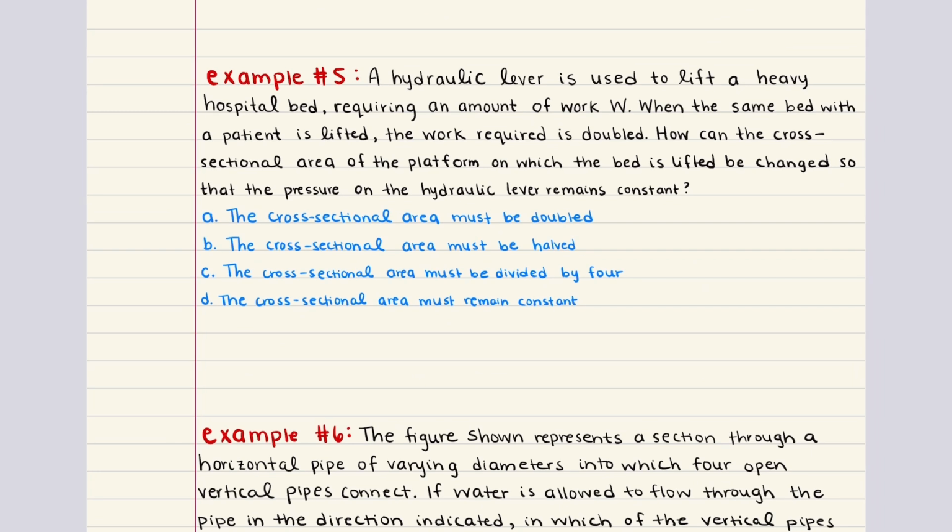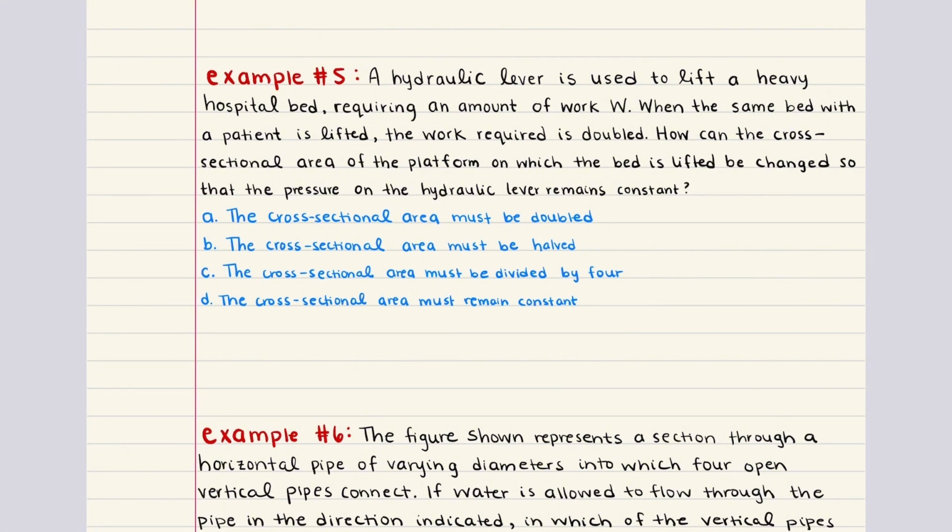Problem 5 says a hydraulic lever is used to lift a heavy hospital bed requiring an amount of work W. When the same bed with a patient is lifted, the work required is doubled. How can the cross-sectional area of the platform on which the bed is lifted be changed so that the pressure on the hydraulic lever remains constant? Now, this question tests our understanding of Pascal's principle, which states that a change in pressure applied to an enclosed fluid is transmitted undiminished to every portion of the fluid and to the walls of the containing vessel.